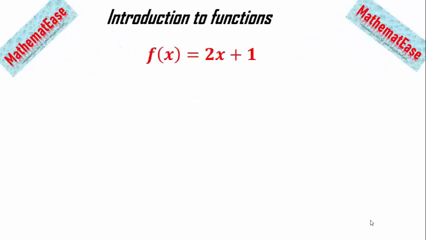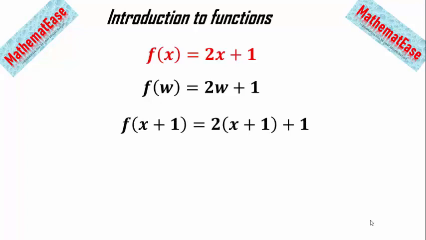Introduction to functions. When you have f of x equal to 2x plus 1, I want you to know that what I have inside that bracket, f of x, is the definition of that function. So when I have f of something, that is what should reflect at the other side of the function. Now, if I have f of x is equal to 2x plus 1, then f of w should be equal to 2w plus 1.